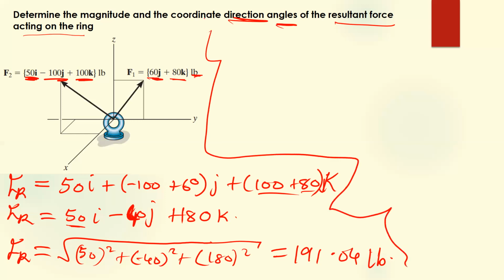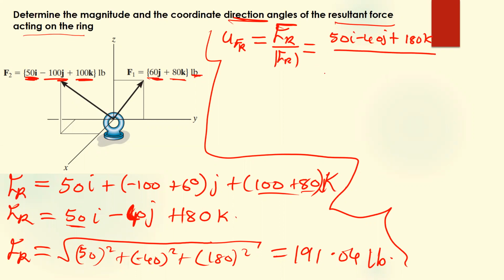It's very simple. Remember, the direction angles come from the unit vector, and then the unit vector should be in the direction of this resultant force. So this is going to be the resultant force over the magnitude of the resultant force, which tells us that we have to divide the resultant force, which is 50I minus 40J plus 180K, by the resultant, which is 191.04.